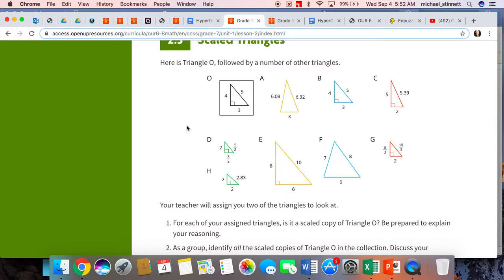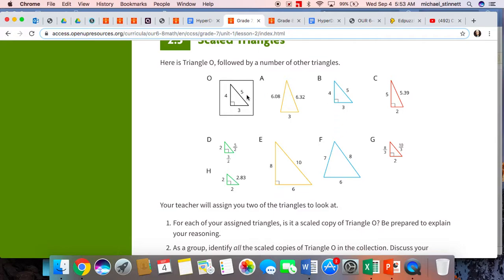If you're in row 1, listening to this video, your triangles are going to be triangle B and triangle F. If you are in row 2, you are triangle C and triangle G. And if you're in row 3, you're going to be triangle D and triangle H, these two. So the green triangles for row 3, red for row 2, and blue for row 1.